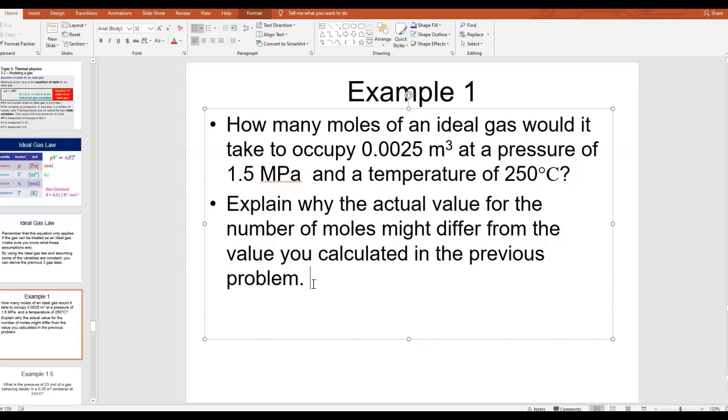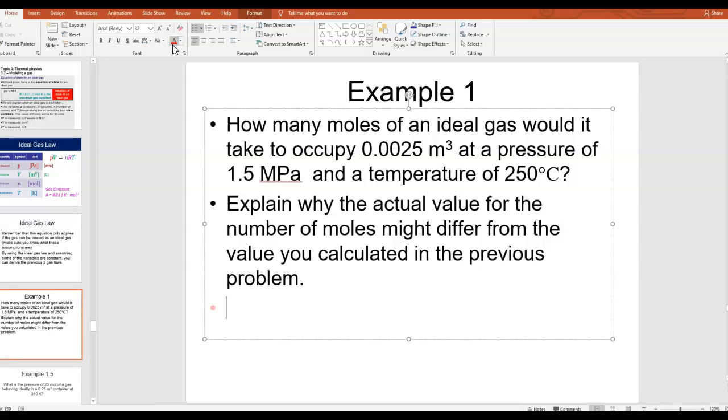Okay, and let's see if we can answer this question in words. It says, explain why the actual value for the number of moles might differ from the value you calculated in the previous problem. And I've alluded to this before. The ideal gas law works as long as you can assume that the gas is an ideal gas.